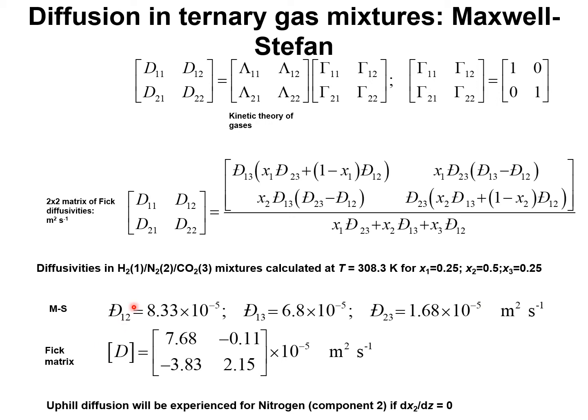From the kinetic gas theory, the Maxwell-Stefan pair diffusivities can be calculated as 8.33 10⁻⁵ for the 1,2 pair, which is hydrogen-nitrogen. This is for the hydrogen-carbon dioxide pair, and this is for the nitrogen-carbon dioxide pair. We note that these diffusivity values are significantly higher than the diffusivity for the nitrogen CO2 pair, because hydrogen is the smallest of the three guest molecules.